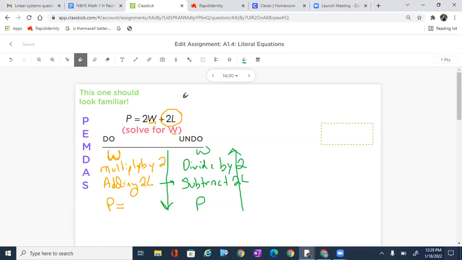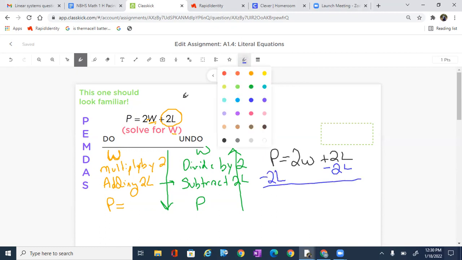So let's go ahead off to the side. Let's write that out with our undo statement. So I'm going to say P equals 2W plus 2L. And let's just follow what our statements are for. So it said subtract 2L, so let's do that. So I'm going to subtract 2L. One thing that we're going to have to really pay attention to is that P and L are different variables. So we're just going to write it as P minus 2L. We can't combine them because they are not the same.